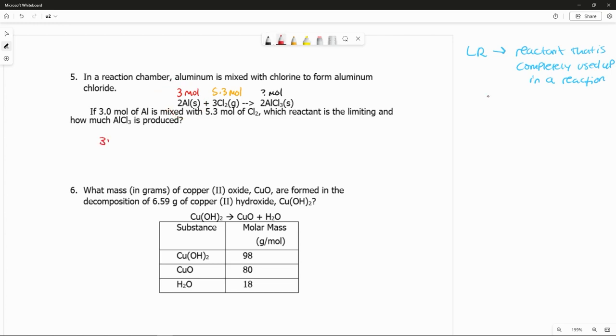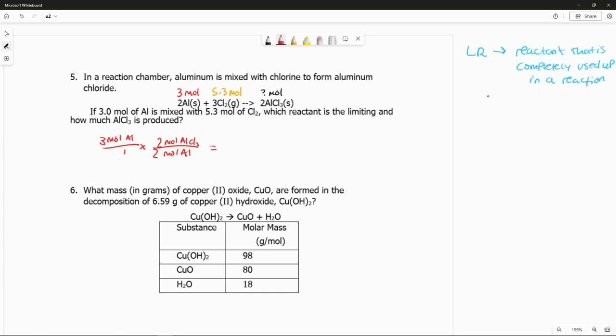So for every 3 moles of Al, we have to use our conversion factor from the equation, and we want to go straight to AlCl3 because we're already in moles. So for every 2 moles of Al in our equation, there are 2 moles of AlCl3.